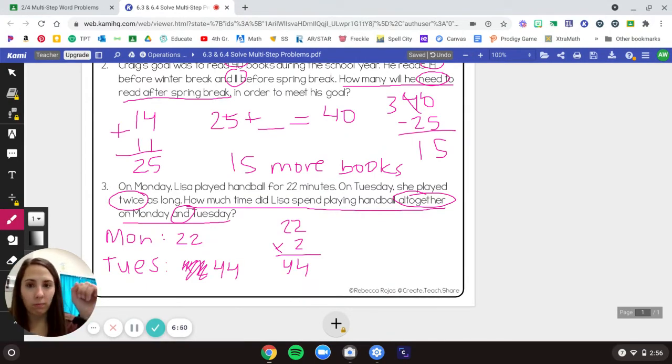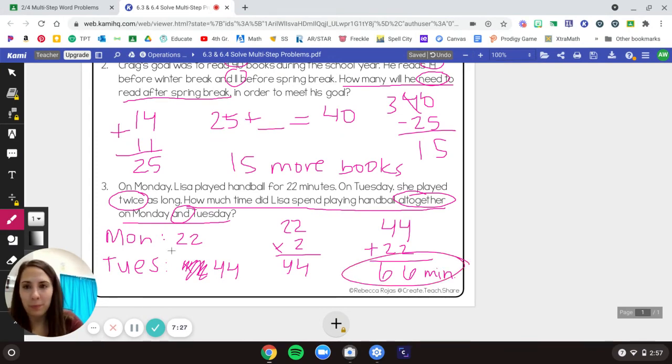But is that our answer? Oh, because they want us to figure out Monday and Tuesday all together. What did we say that all together in and was? Yeah, we need to add. So we have our 44 from Tuesday plus our 22 from Monday. 2 plus 4 is 6. 4 plus 2, 2 plus 4 is 6. 66. Now, this label might have been a little tricky because it asks us how much time. Do I say 66 time? No, we'd say 66 minutes for that one. All right.